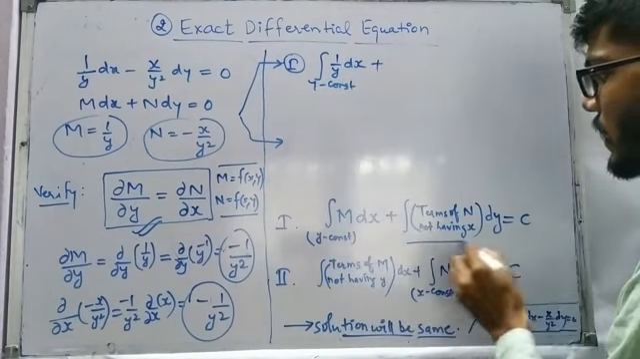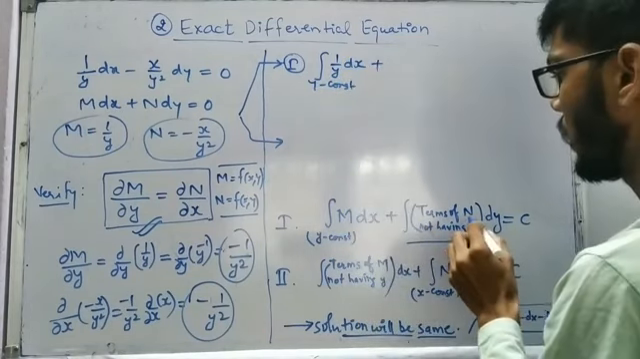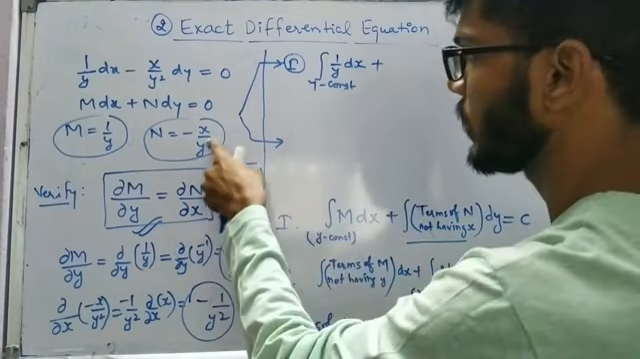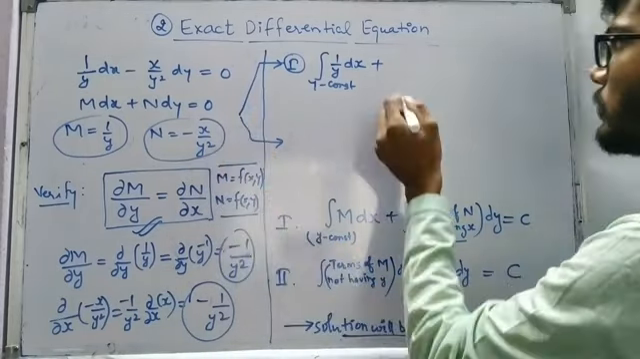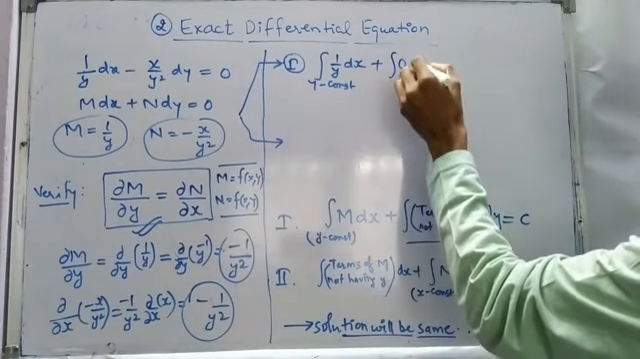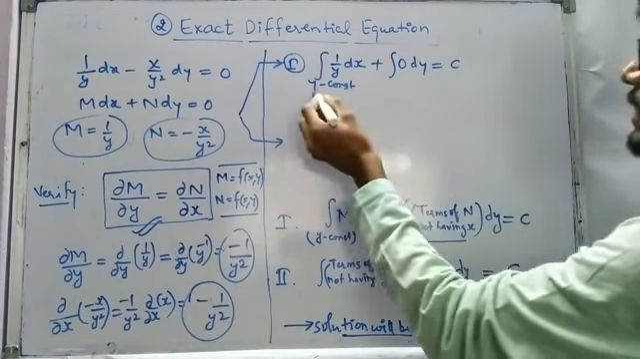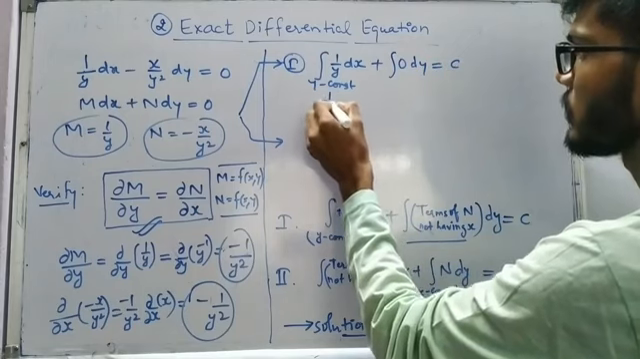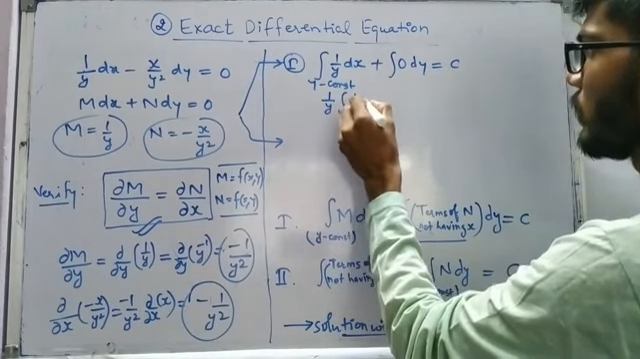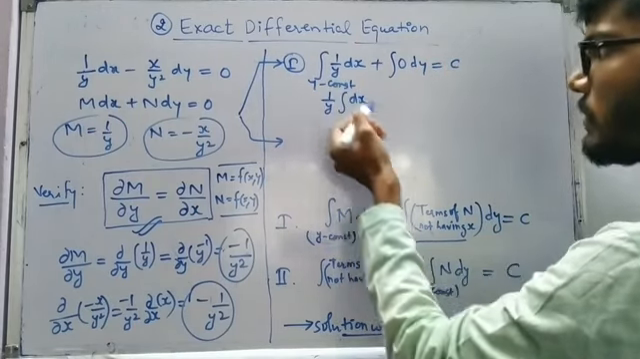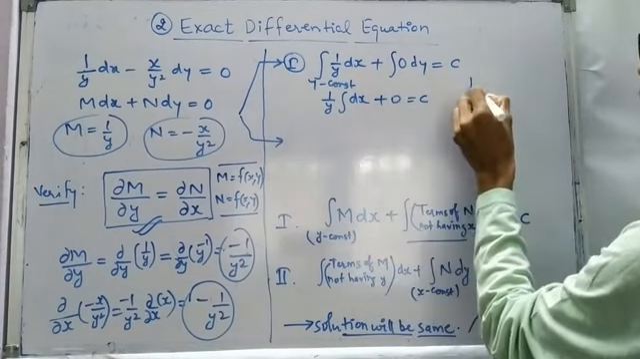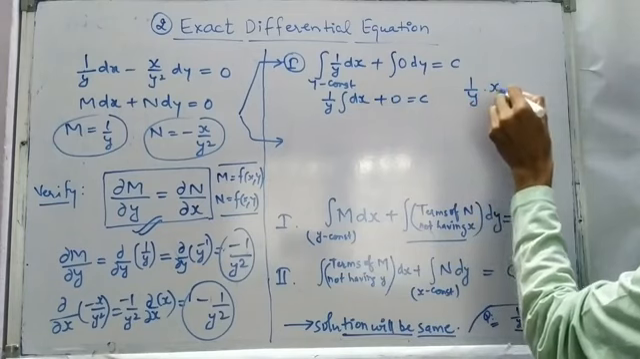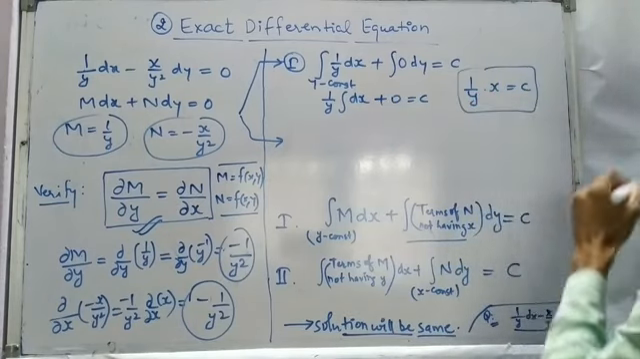And in the other case, we have to take terms of N not having x. In N there is only one term, minus x upon y square, and that itself is having x, so we cannot take any term. So it is going to be 0 dy is equal to c. In this case, we have to take y as constant. So 1 upon y is out, so the integration of dx plus 0 is equal to c. So 1 upon y times the integration of dx, which is x, is equal to c. So this is going to be our answer.